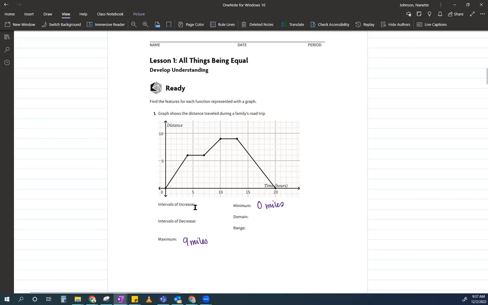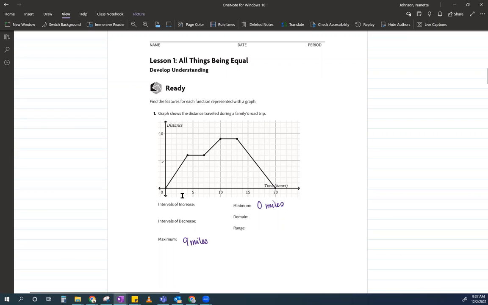The intervals of increase are where you see from left to right that the graph is going up. If I was on a roller coaster from left to right and I'm going up, up, up, up on the roller coaster track, that's an increase. So from what to what, that's what they're asking. From what to what are we increasing? And you're like, well, from 0 to 4, right? From 0 to 4, we are increasing.